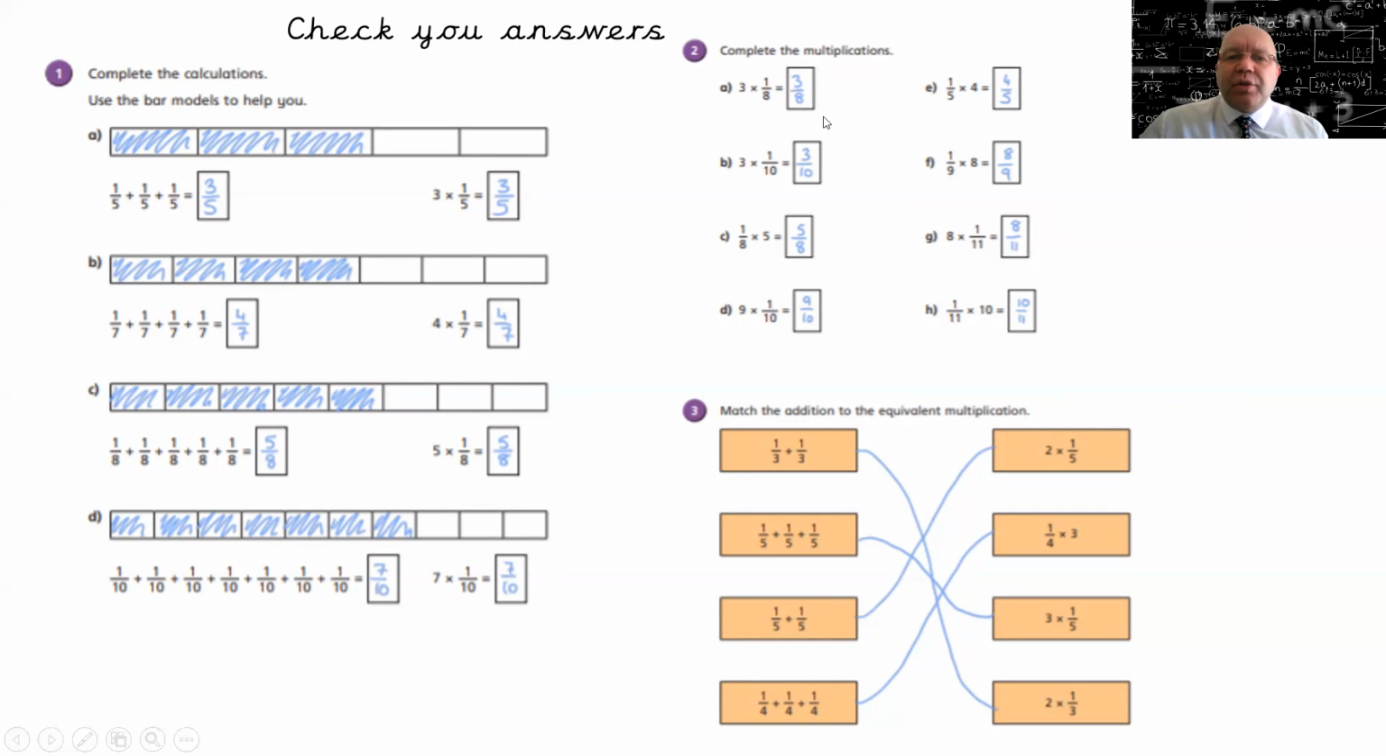Question 2, your answers: 3 eighths, 3 tenths, 5 eighths, 9 tenths, 4 fifths, 8 ninths, 8 elevenths, and 10 elevenths. And then for question 3, a third plus a third is the same as 2 times a third. A fifth plus a fifth plus a fifth is the same as 3 times 1/5. A fifth plus a fifth is the same as 2 times a fifth, and a quarter plus a quarter plus a quarter is the same as a quarter times 3.